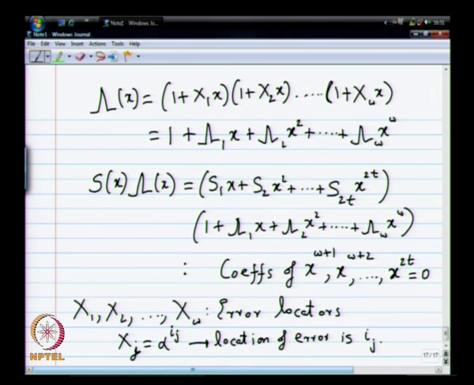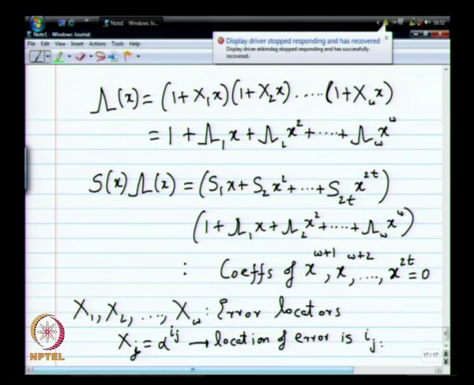So this is the method, this slide so to speak captures the method for finding the error locators, okay. Okay, so you find first the syndrome polynomial, which is a very easy thing to find. Then you define another polynomial with these lambdas. That polynomial should be such that when you multiply with S of x, you should not get any coefficients. I mean, coefficient for the powers w plus 1 through 2t should be 0. Okay, so once you do that, you can solve for the error location. So that's the idea.